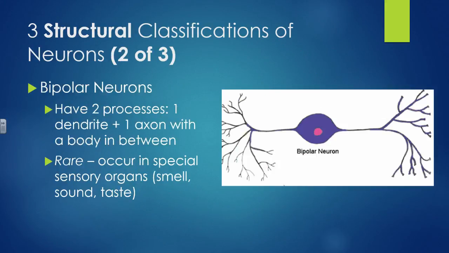The second type is the bipolar neuron. They have two processes, one dendrite and one axon with a body in between. So you can see the body in between here. These are fairly rare. They occur only in the special sensory organs, so for smell, sound, and taste.